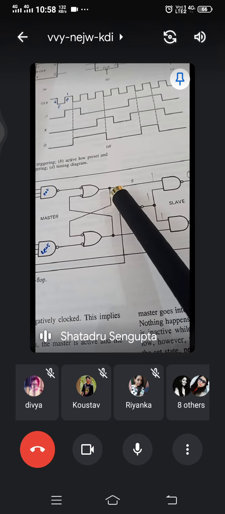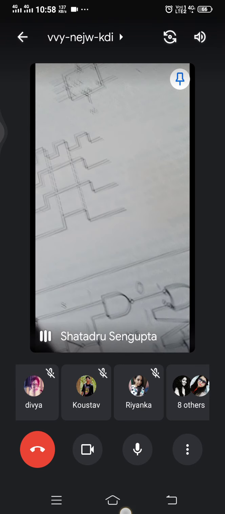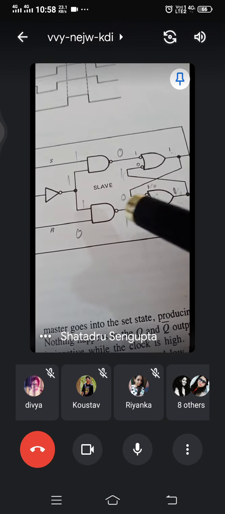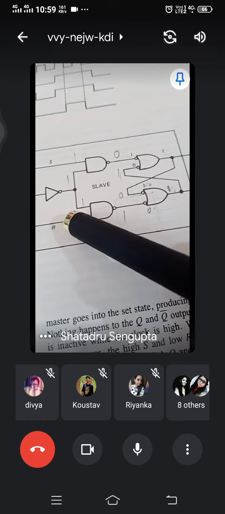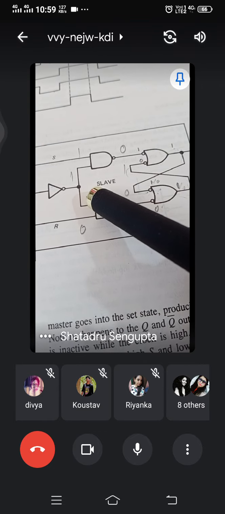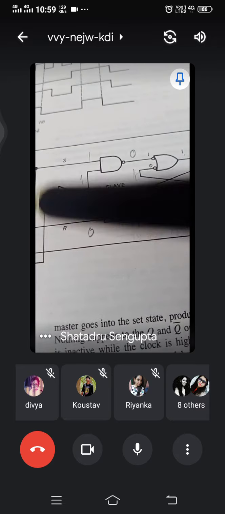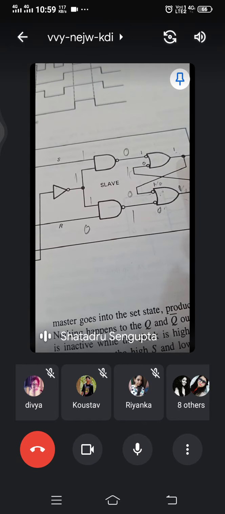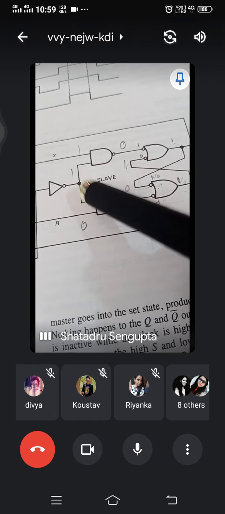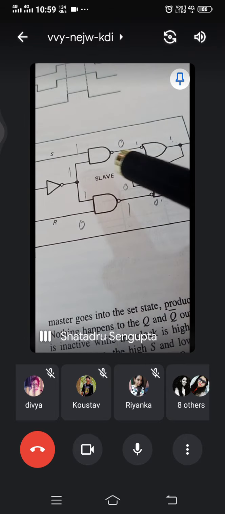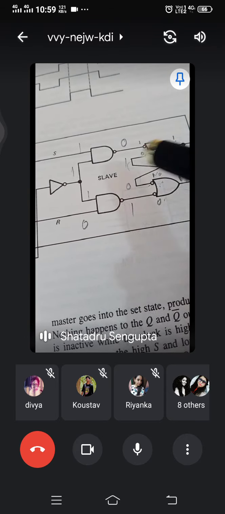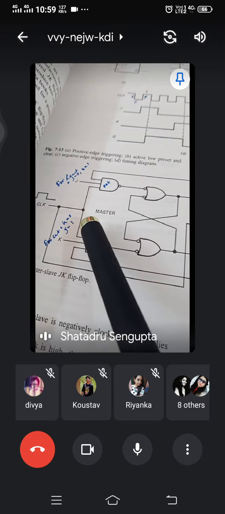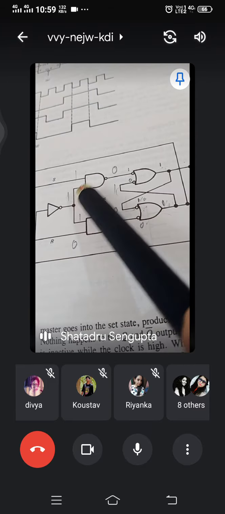Whatever is coming in to S and R, if it is 0 and 0, it will be as it was before. If S is 1 and R is 0, this will receive 1. If S is 0 and R is 1, this will receive 0. But when the clock is down, it will be inverted to a 1, and now this will be 0, so this won't work. This will be 1, so this will be working.